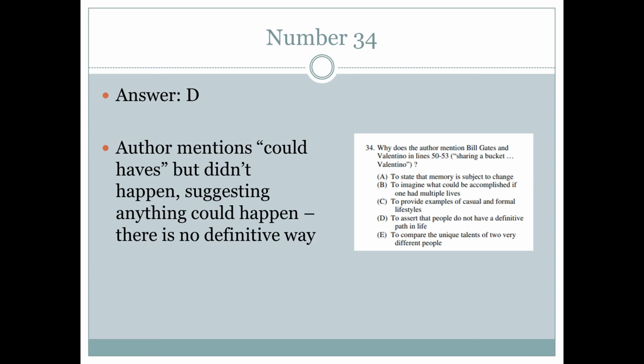34. Why does the author mention Bill Gates and Valentino in lines 50 to 53, sharing a bucket, Valentino? So the answer is D, to assert that people do not have a definitive path in life, which is true. If you look back in that paragraph, he talks about things that could have happened but didn't, and the whole thing's about could haves, right? So in this case, it talks about this idea of definitive. That's not guaranteed, much like anything else. Nothing is guaranteed within people. You can always make choices that take you away from fate or just your destiny or whatever. There's no, again, definitive way.